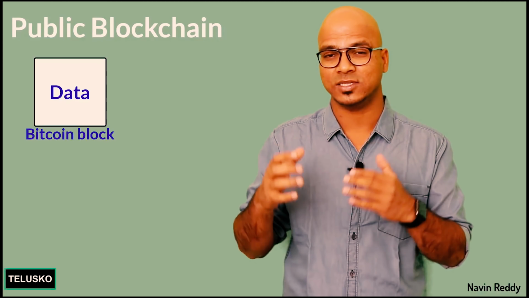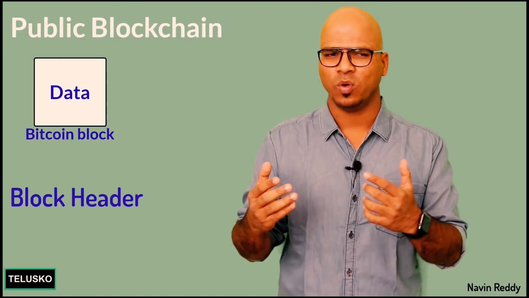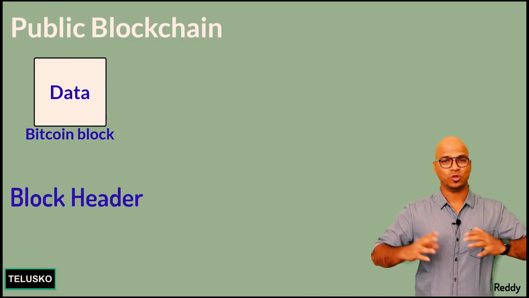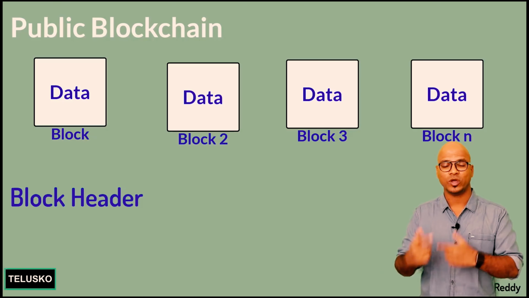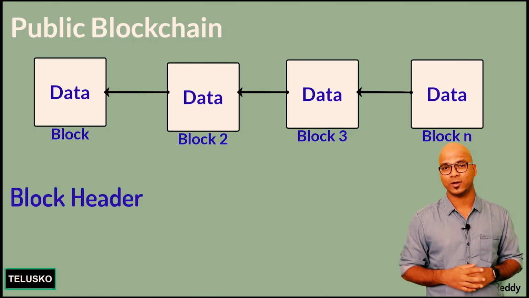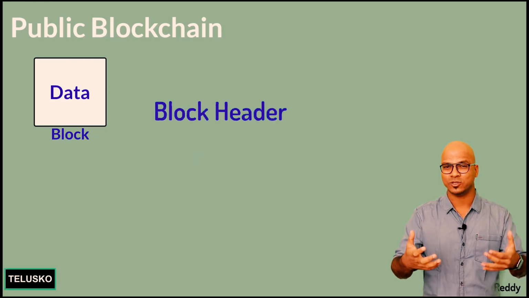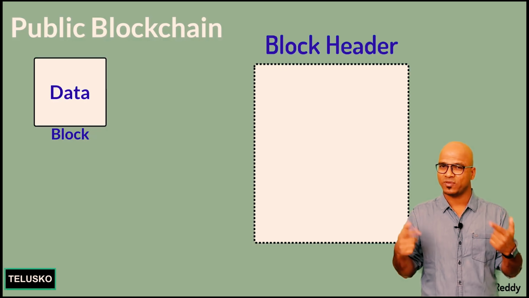Now with this data, you have one more thing which is known as the block header. Why do we need a block header? The thing is, you will be having a lot of blocks, right? So how can you differentiate between each block? And how can you create that chain which I'm talking about? And that's where the block header comes into the picture. So what will this block header have?